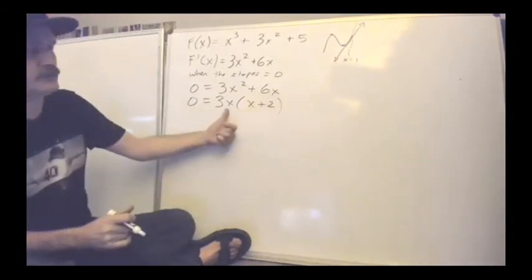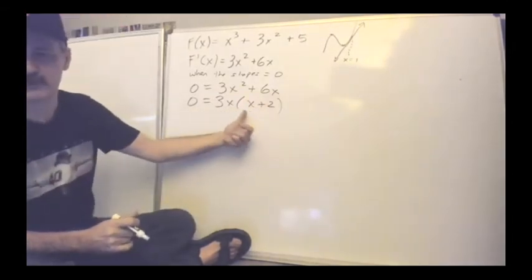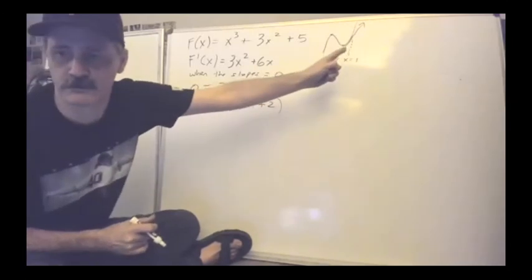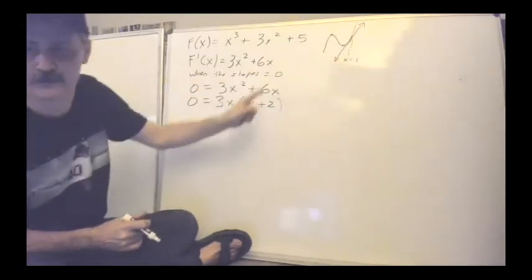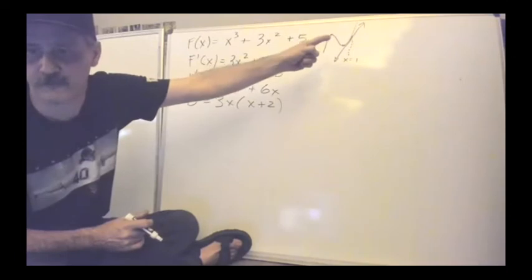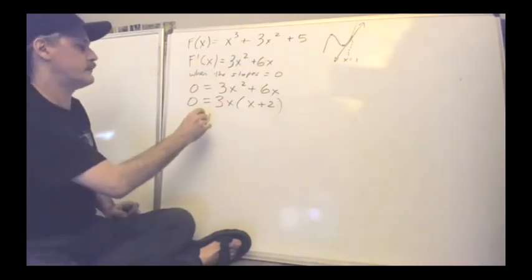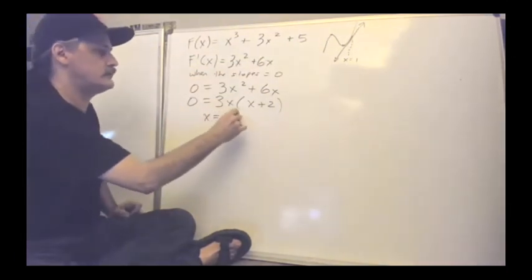Okay, so now we've got two locations because we've got two things multiplied. So one is when it's 0, that's right here. And the other is when it's -2, that's over here. So we've got x is 0 or -2.